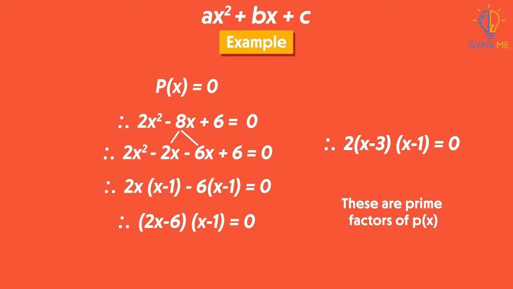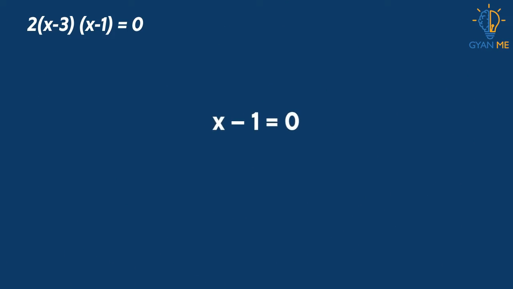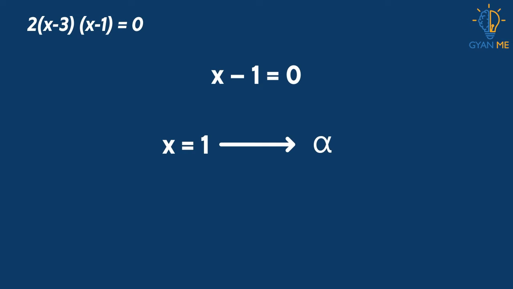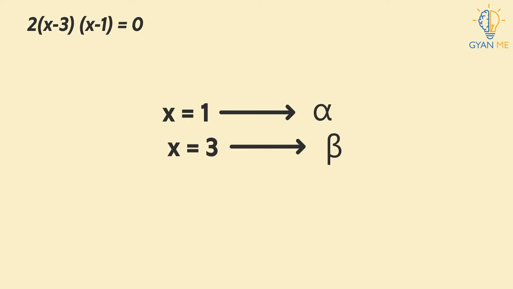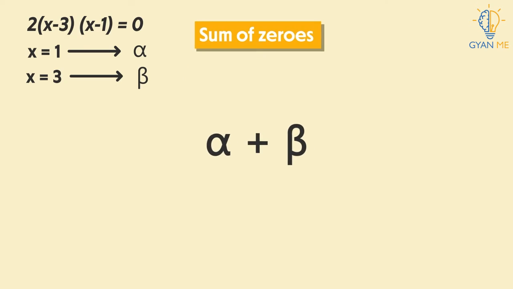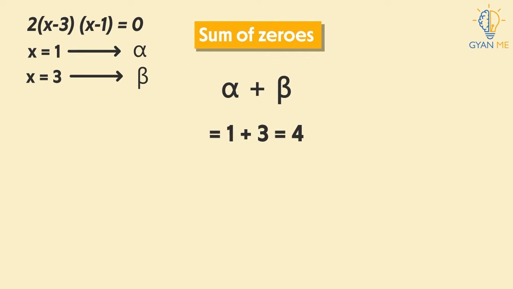Now let's find the zeros. x minus 1 is equal to 0. Therefore, x is equal to 1, which is our alpha. And x minus 3 is equal to 0. Therefore, x is equal to 3, which is our beta. Now let's do the sum of zeros. That is, alpha plus beta is equal to 1 plus 3 is equal to 4.